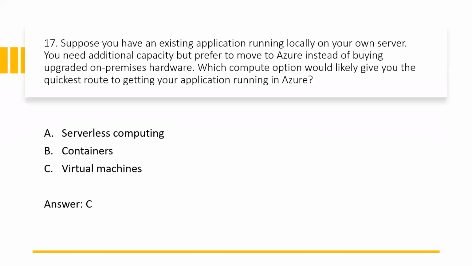Question 17. Suppose you have an existing application running locally on your own server. You need additional capacity but prefer to move to Azure instead of buying upgraded on-premises hardware. Which compute option would likely give you the quickest route to getting your application running in Azure? Here is the simple answer. You can say virtual machines.